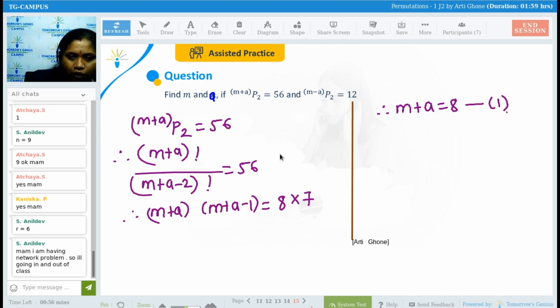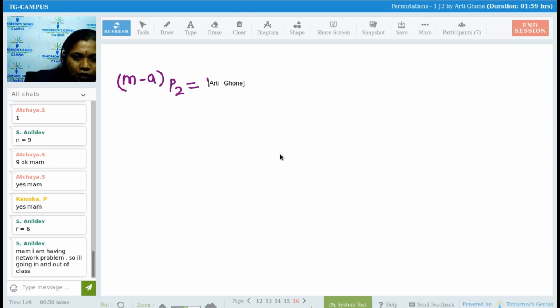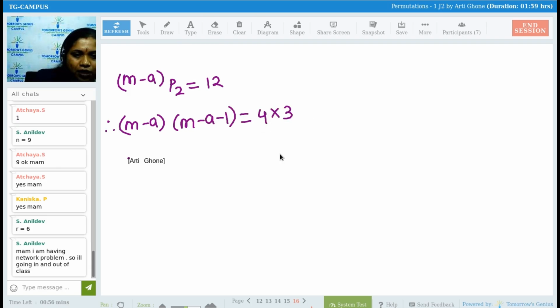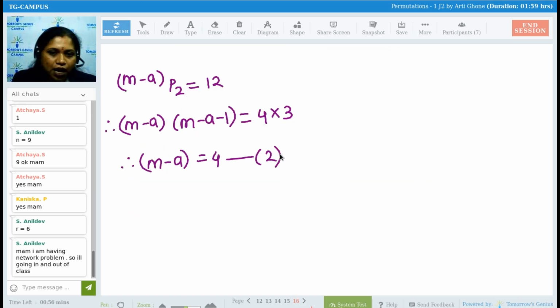Now let's solve the second one. What is the second one? (m minus a) P 2 is equal to 12. Therefore for m minus a, I am directly taking the permutation with the shortcut method. Clear? 4 3s are 12. So we got the value of m minus a is equal to 4. Clear? We got equations 1 and 2. Solving equations 1 and 2, we will get the answer.